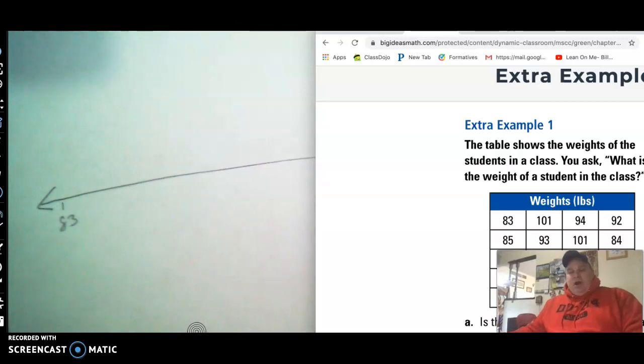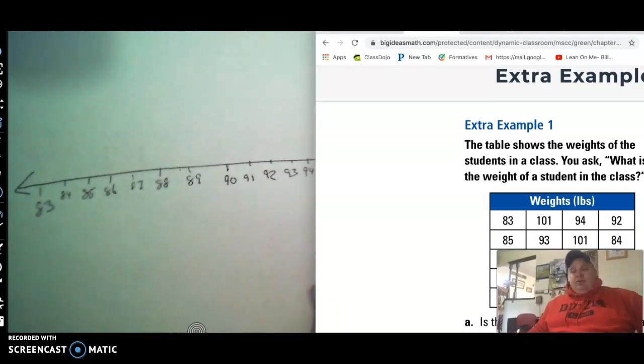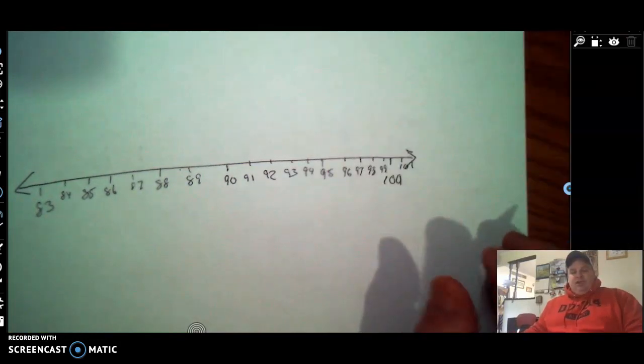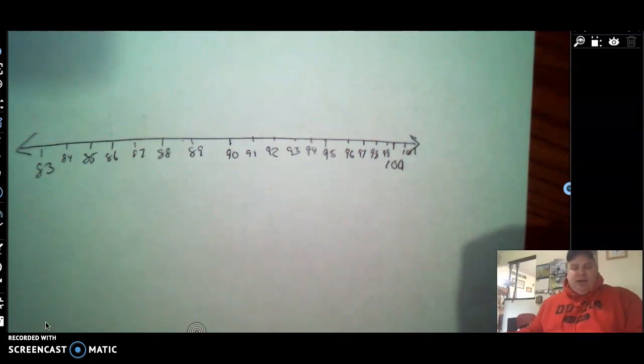So go ahead and press pause, and I want you to fill in your number line. Great job. Now that we're done with that, I am going to get rid of our table for a second so you can see it. Now we are ready to put in our dots. Go ahead and press pause, put in your dots, and we'll see if your dot plot looks like mine when you get done.